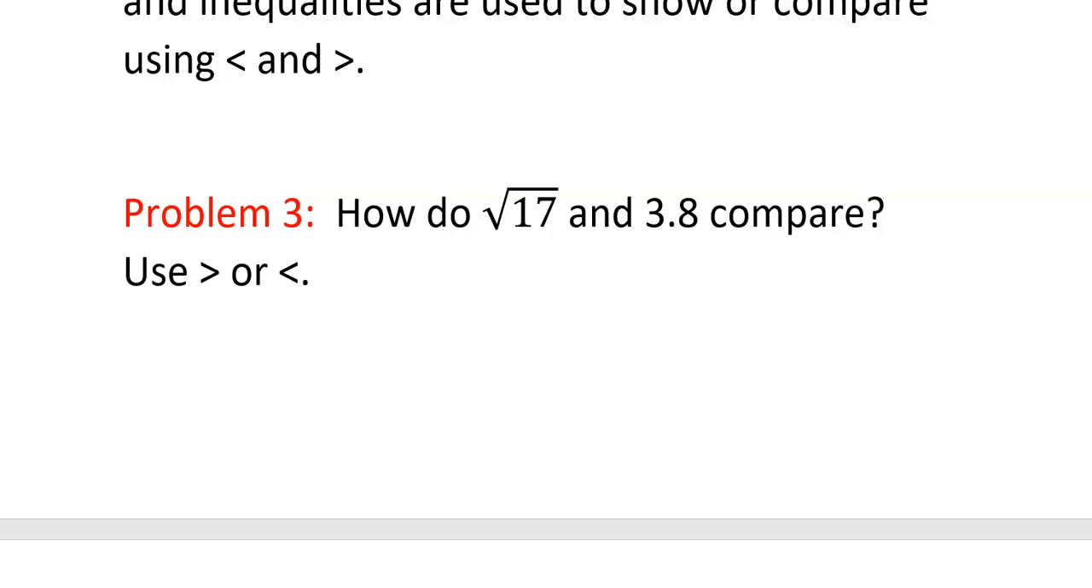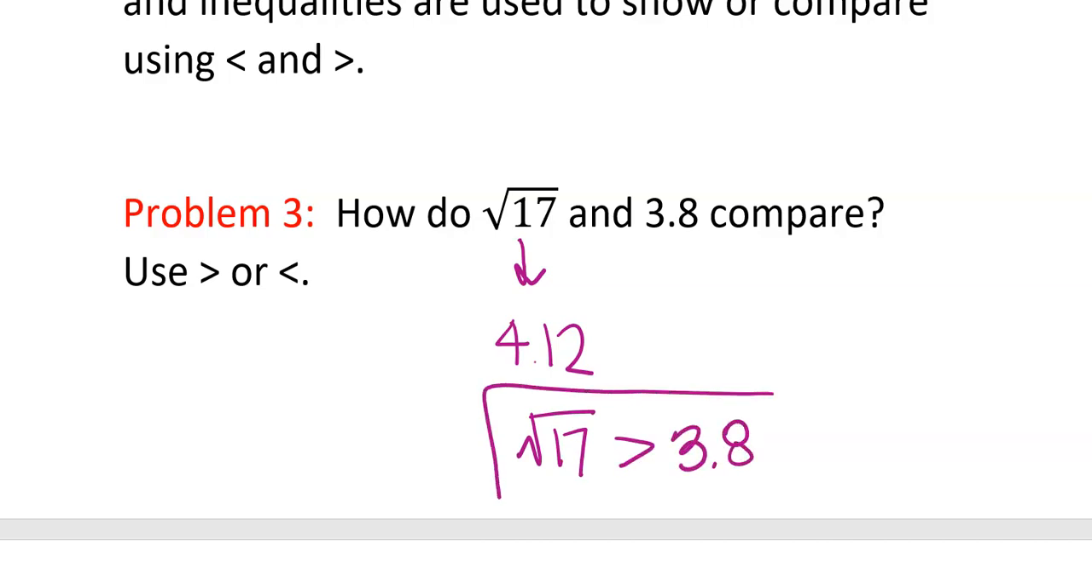So I'm going to go on my calculator. Square root of 17 is about 4.12. So the square root of 17 is greater than 3.8. Okay, so the symbol we would be looking for would be this one.